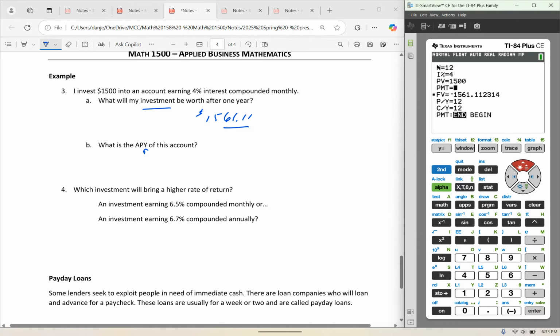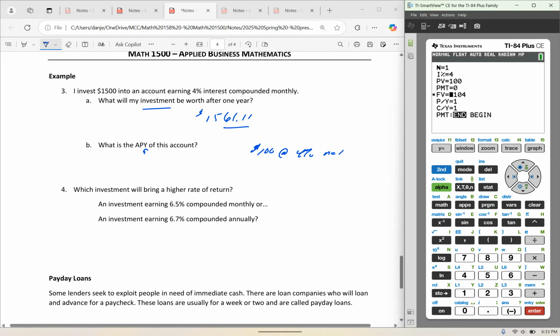Suppose that I invest $100 at 4% interest compounded annually. How much interest will I earn? Well, $100 compounded annually for 1 year. You should be able to predict what my value is going to be. It would be $104. I earned $4 on 100. That's 4%.